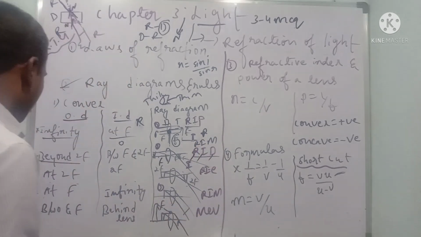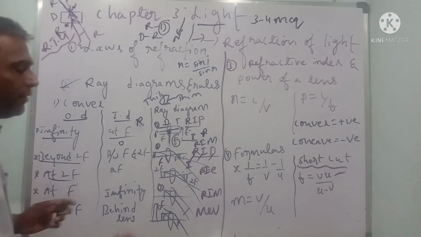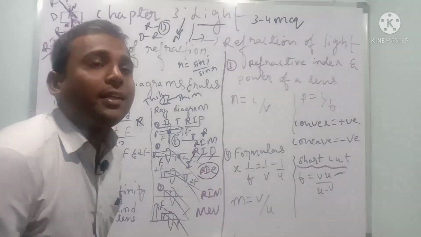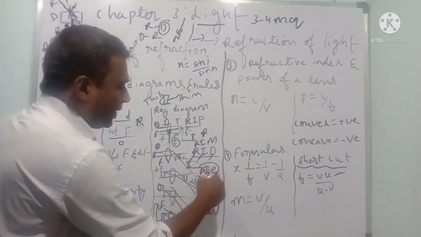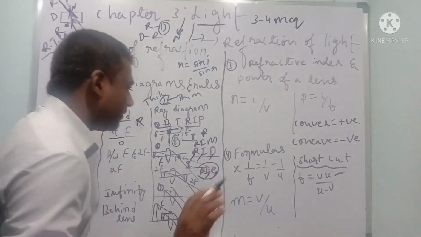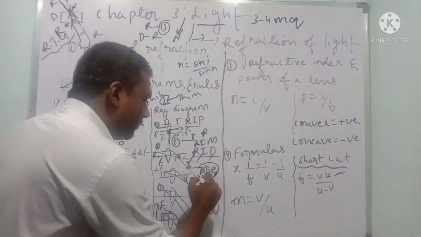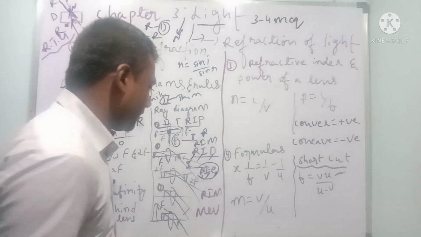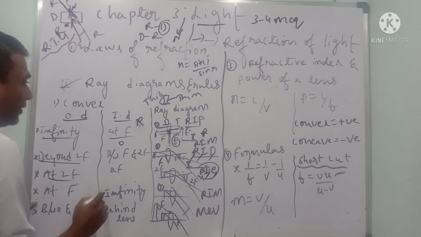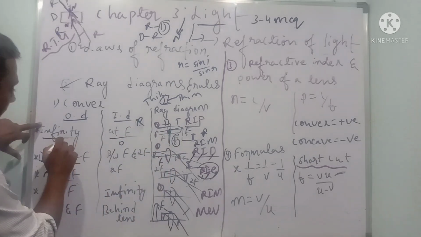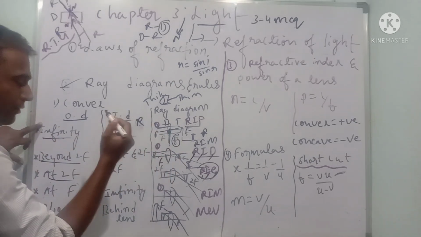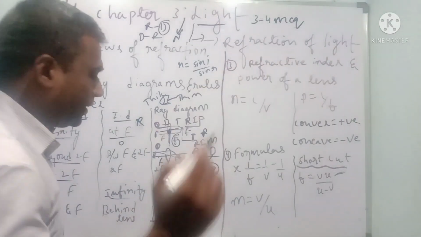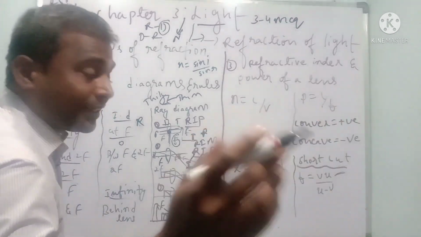Okay. Next we come to the point at 2F. Very easy. 2F means 2F. So we can write RI, real, inverted, equal in size, not erected. Next at F. Vice versa. If the object is at infinity, the image will form at F. If the object is at F, the rays will meet at infinity. They never intersect.